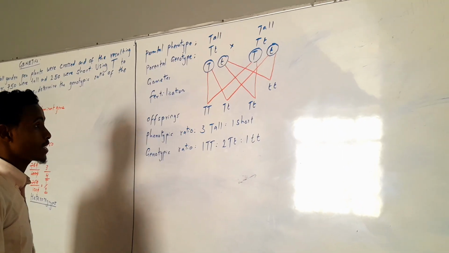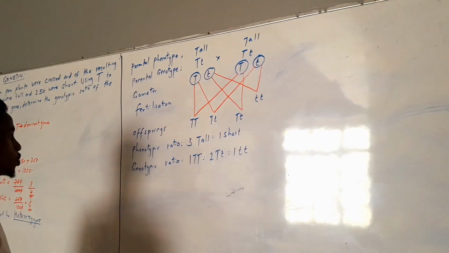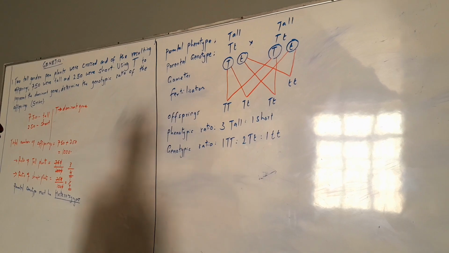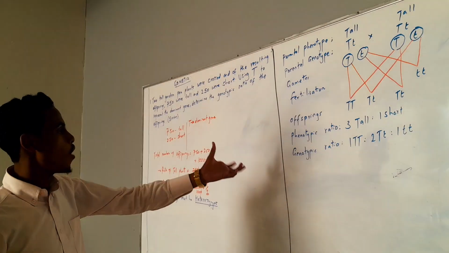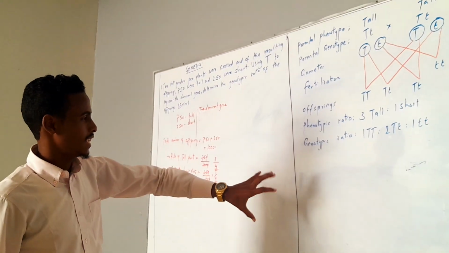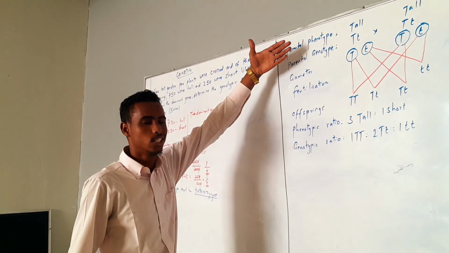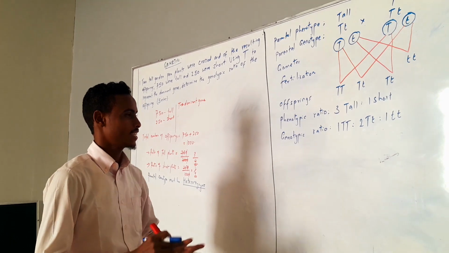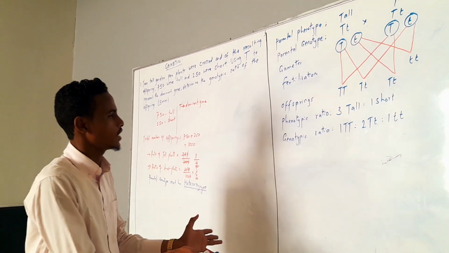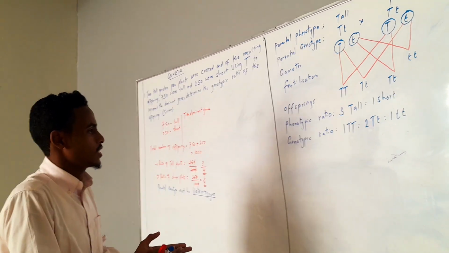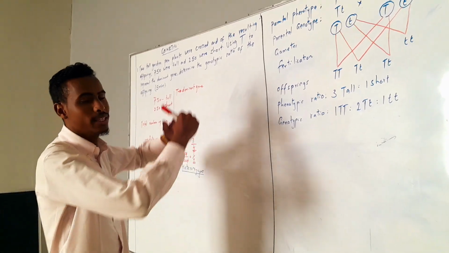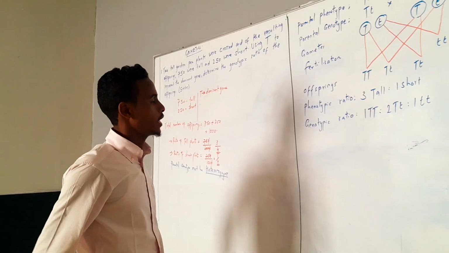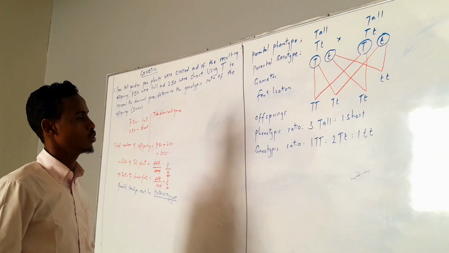Basically, if you summarize this question, it was testing how you can use the offspring to determine the genotype. It's a kind of analysis where we use the offspring ratio to determine the parental genotype. And this is how this question will be solved.